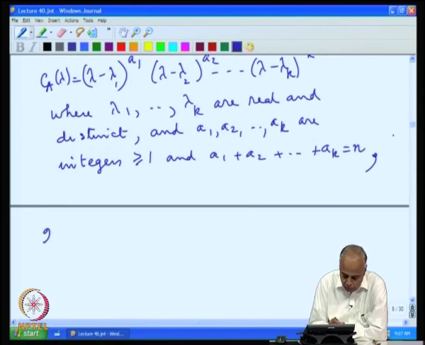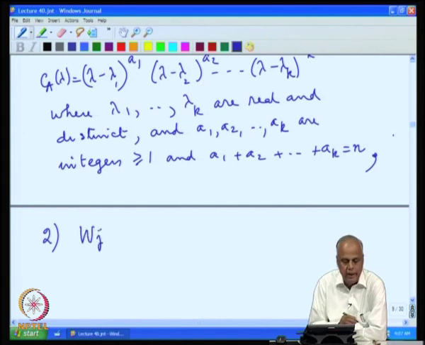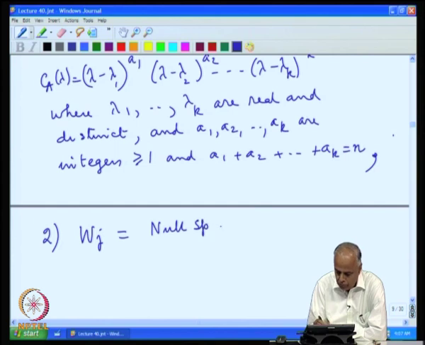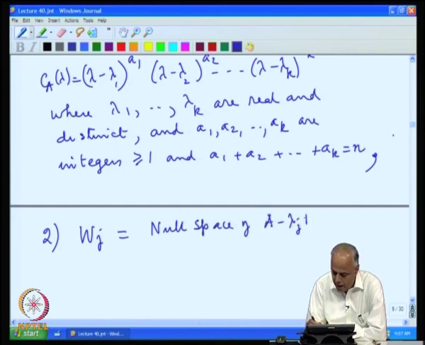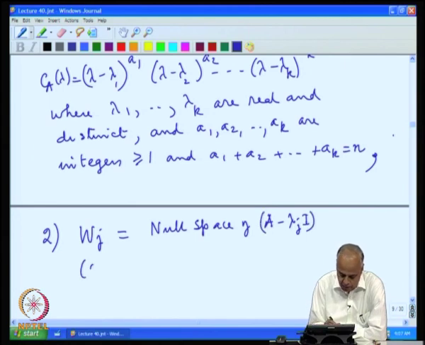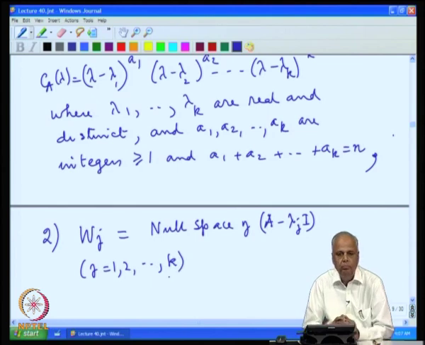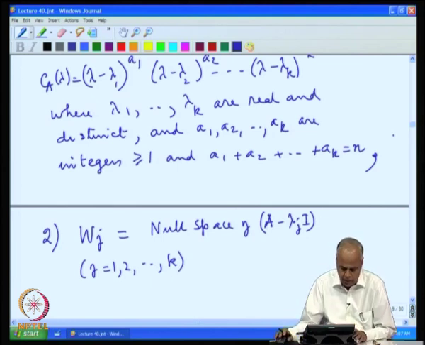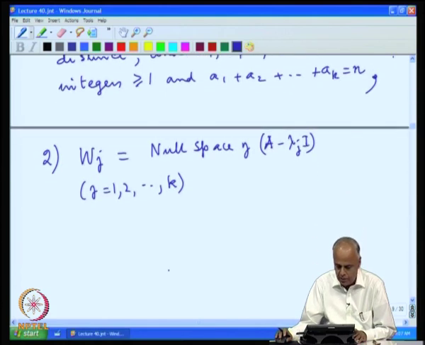Then, second, if we define W_j to be the null space of A minus lambda_j I for j equal to 1, 2, ..., k, these we called the eigenspaces corresponding to the eigenvalue lambda_j.